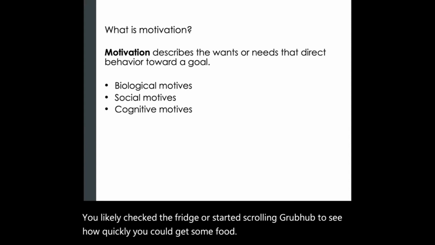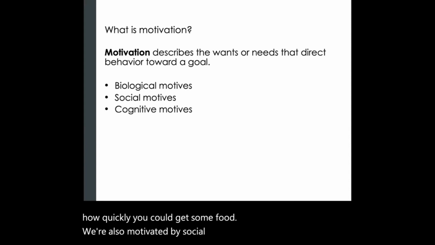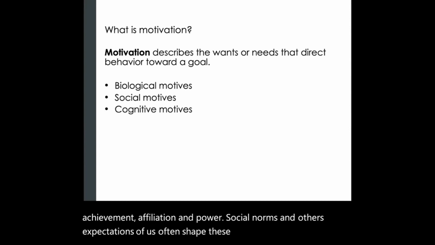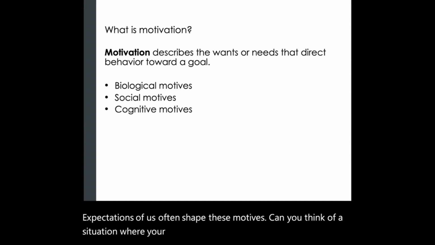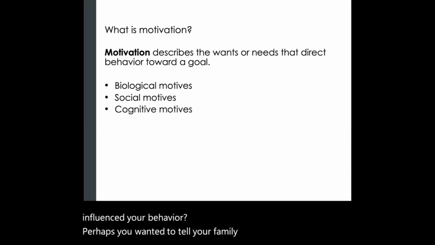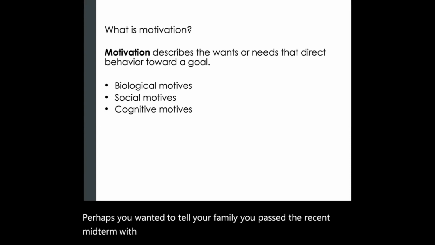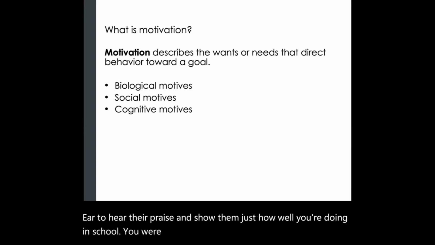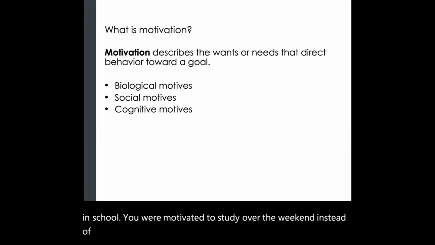We're also motivated by social influence, such as our need for achievement, affiliation, and power. Social norms and others' expectations of us often shape these motives. Can you think of a situation where your desire for achievement or affiliation influenced your behavior? Perhaps you wanted to tell your family you passed the recent midterm with outstanding scores. Eager to hear their praise and show them just how well you're doing in school, you were motivated to study over the weekend instead of hanging out with friends.